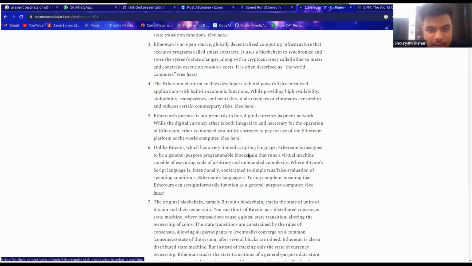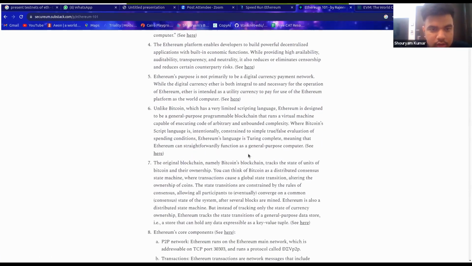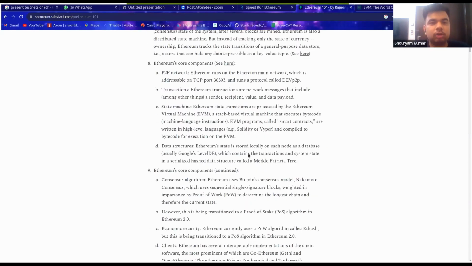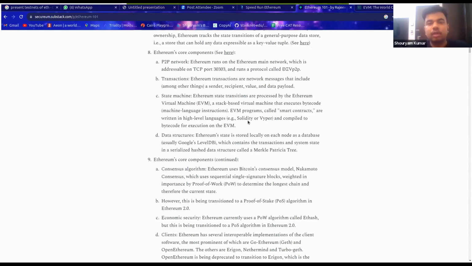We'll skip this part. We'll skip to what's interesting to us: Ethereum's core components. As I told, Ethereum is a P2P network. Do you all understand what a P2P network is?